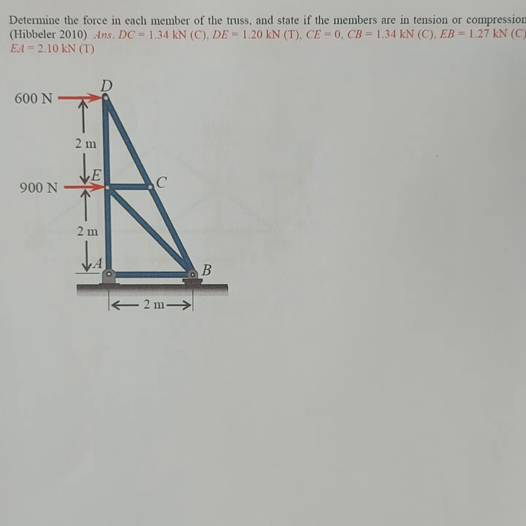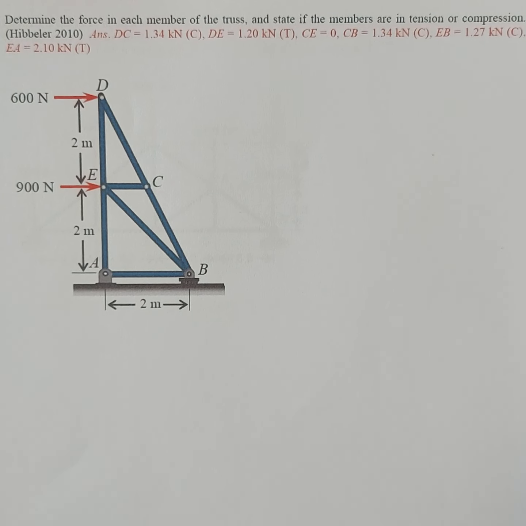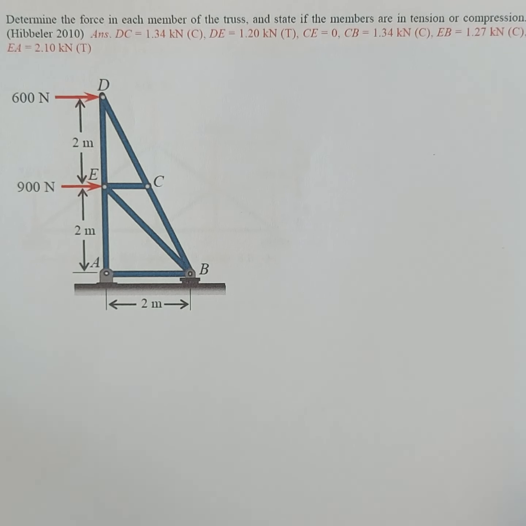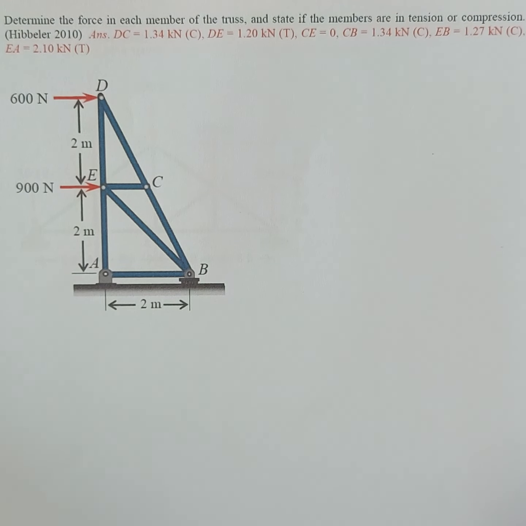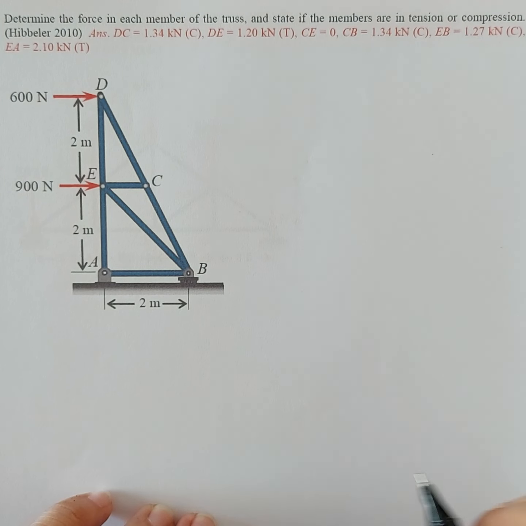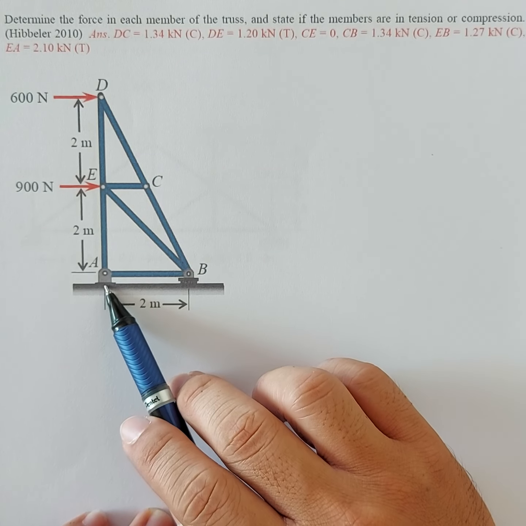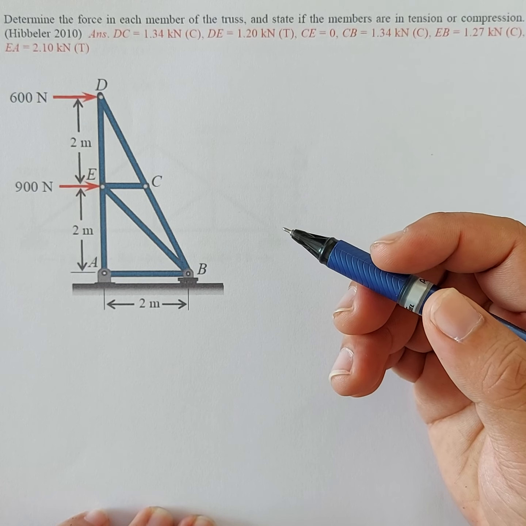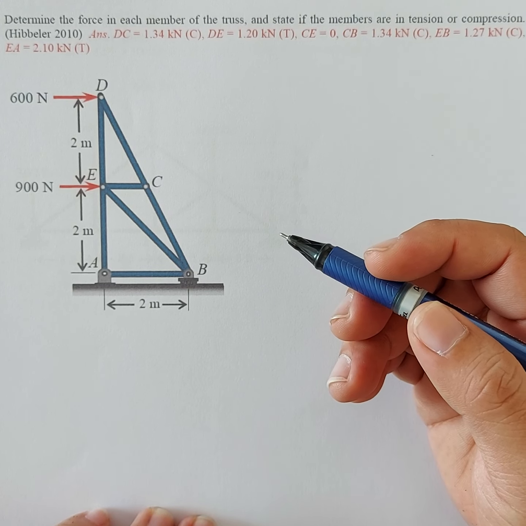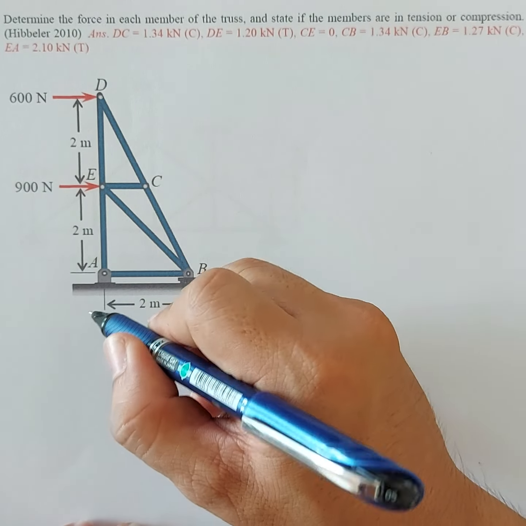So first, what do we need to do? In the method of joints, we go from one joint to another. So you choose a joint. But normally, we first solve the reactions, the support reactions, our external reactions. So at joint A and joint B, we have supports here. At joint A, what is our support? This is a hinge or pin.